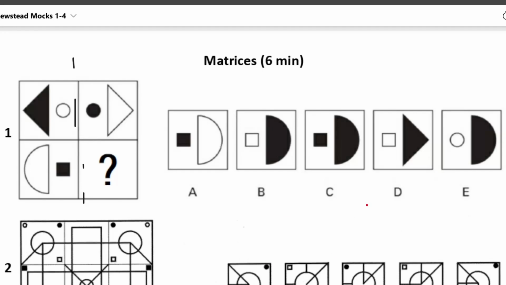Question 1, we've got a vertical line of symmetry here, which means if it's triangle, triangle, we're going to have semicircle, semicircle. We can get rid of D, and then this black shading is going to flip to white, so you can cross out these, and it's also going to be a square again since it's just being reflected. We end up with B.